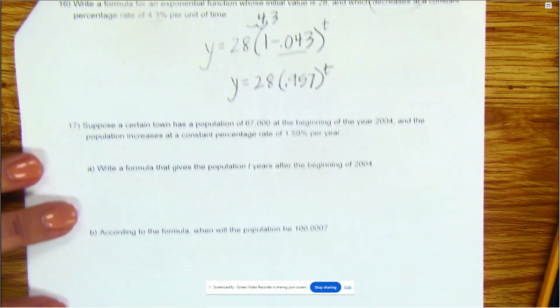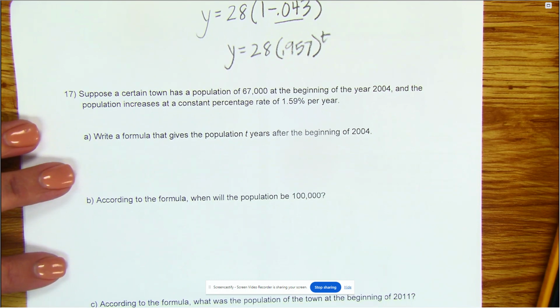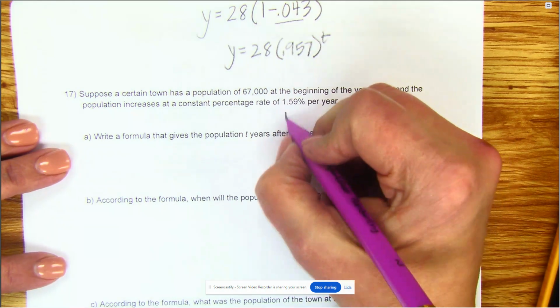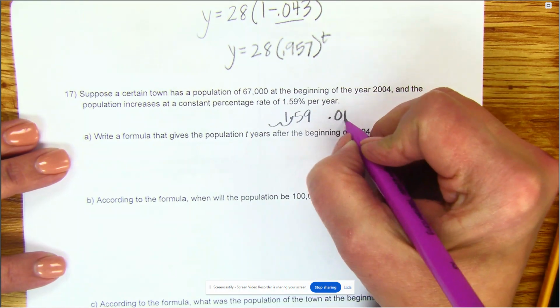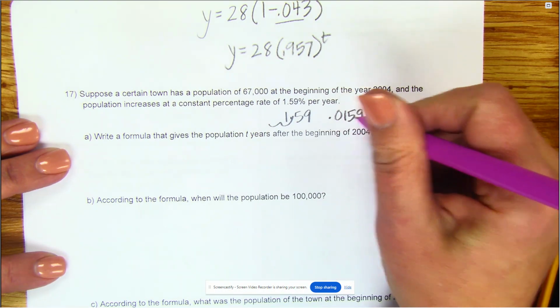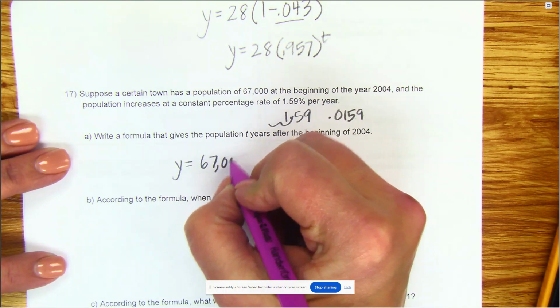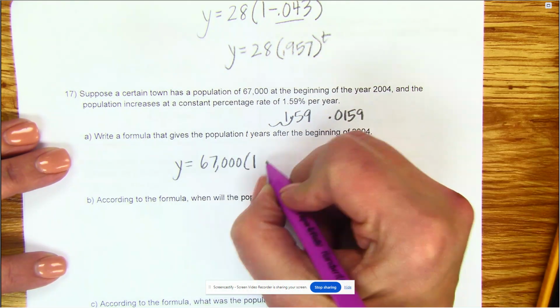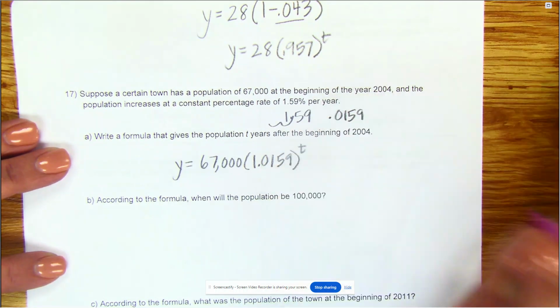Suppose a certain town has a population of 67,000 at the beginning of the year 2004, and the population increases at a constant percentage of 1.59%. So I know I'm going to need to switch this. So that's what I'm going to add to 1, right? 1 plus the rate. So here we go. Y equals initial amount times 1 plus that to the t or x.